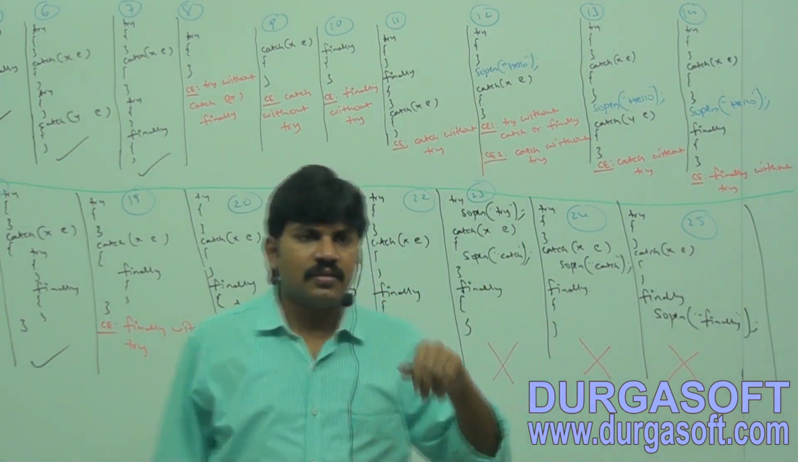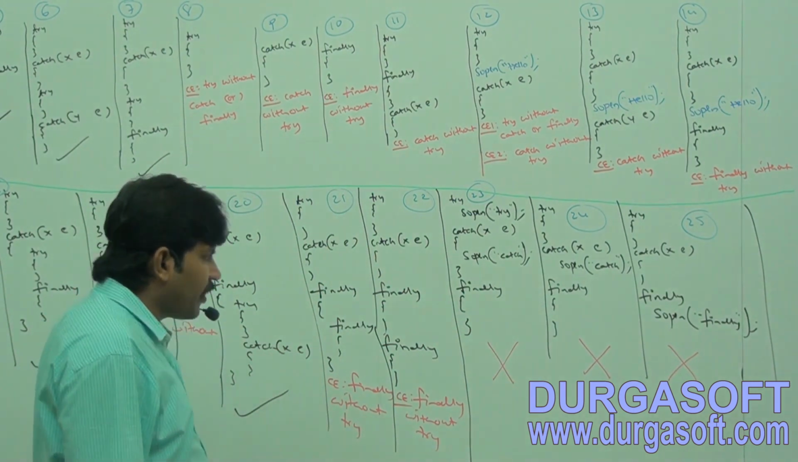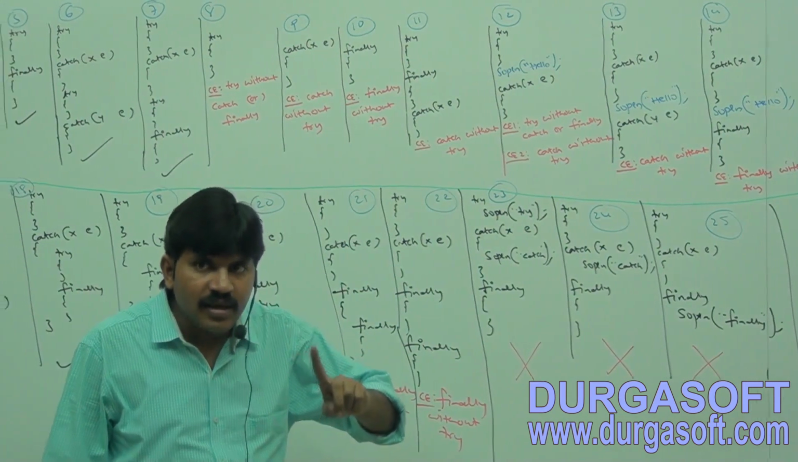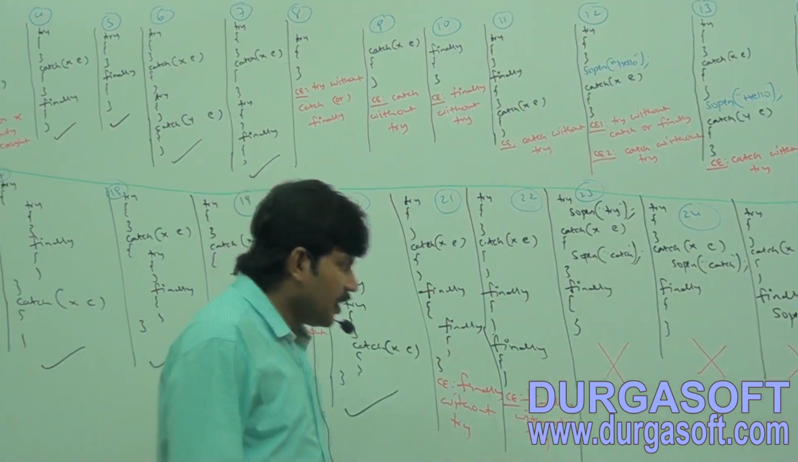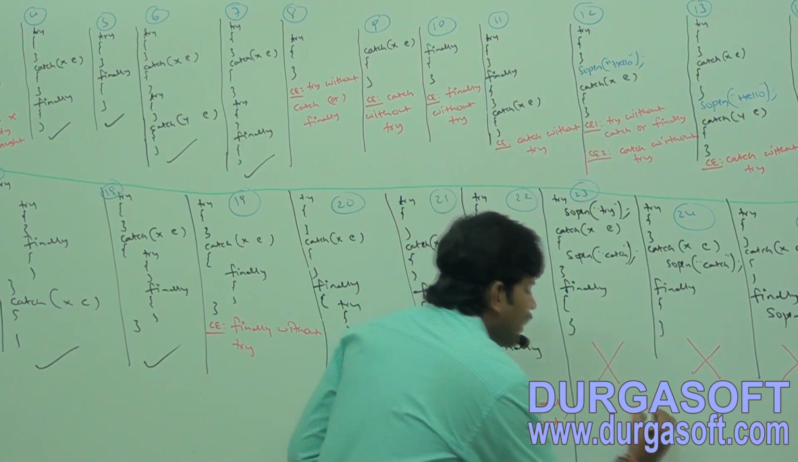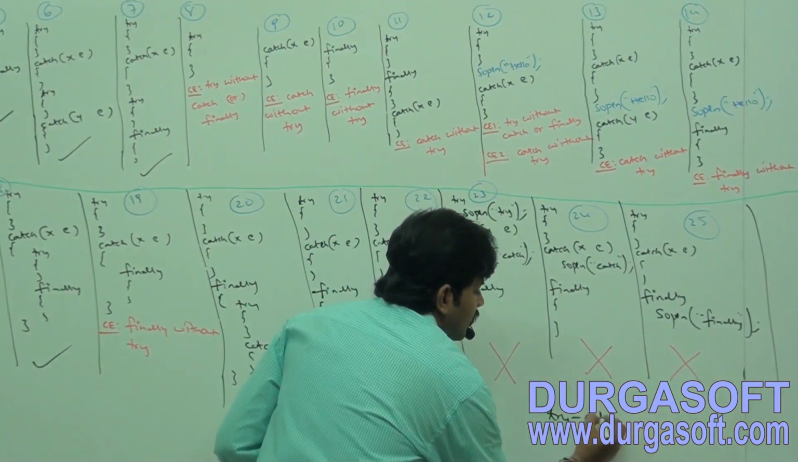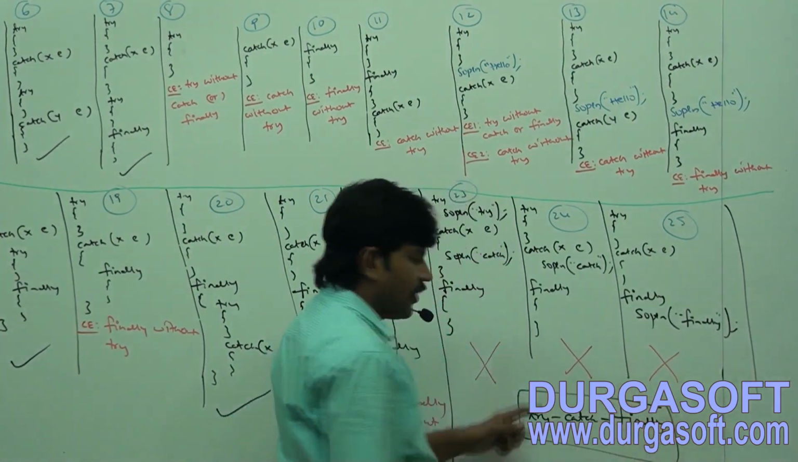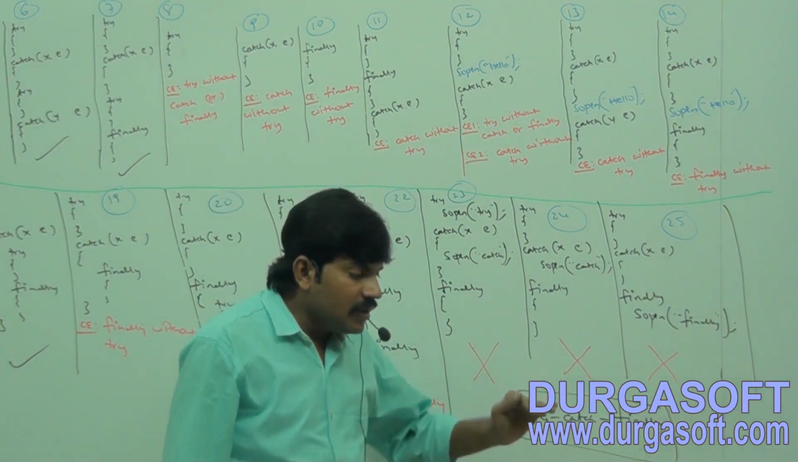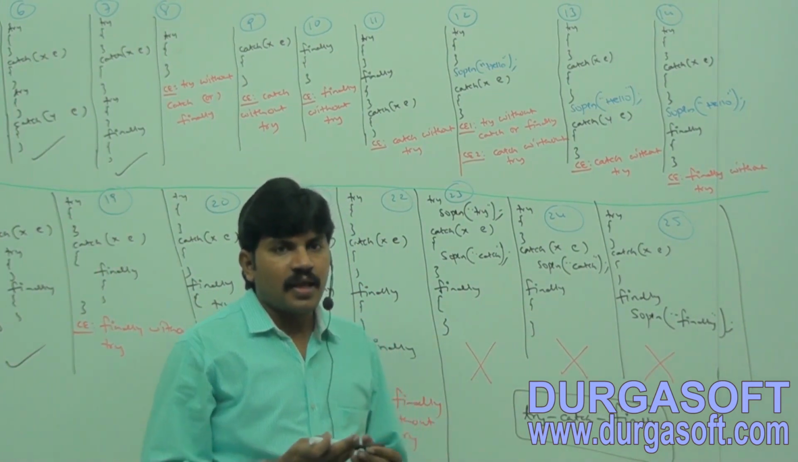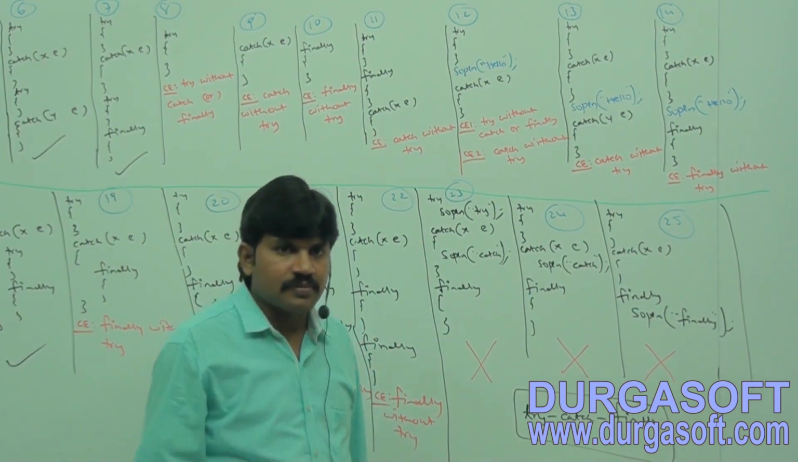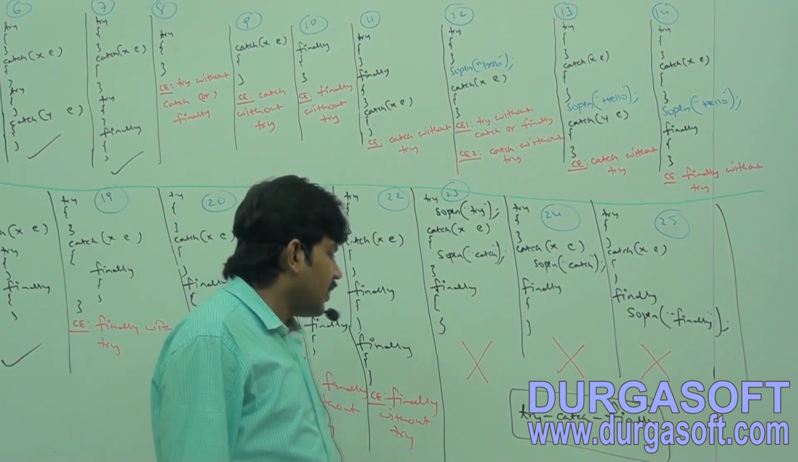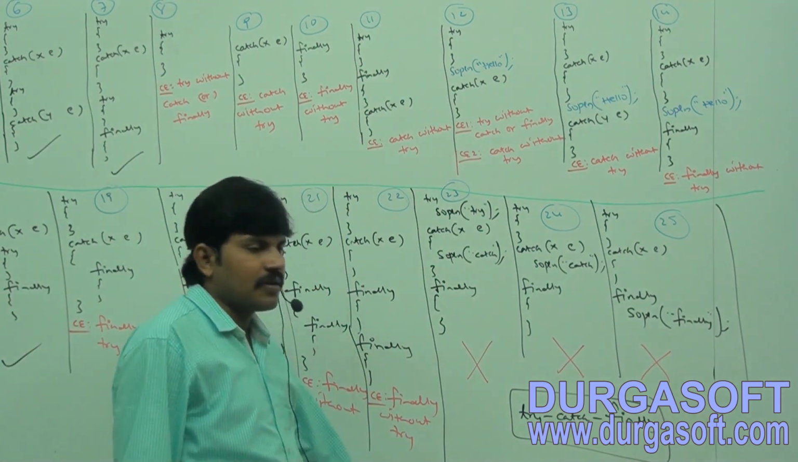Listen, in try catch finally, is order important or not? First try, next catch, next finally. Add first point: in try catch finally, order is important.